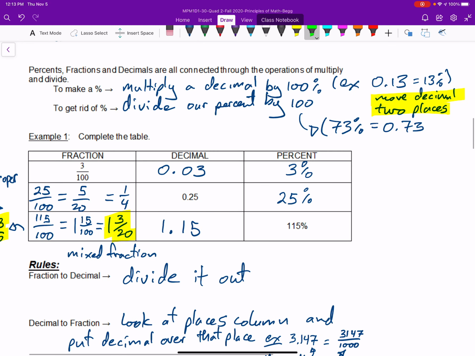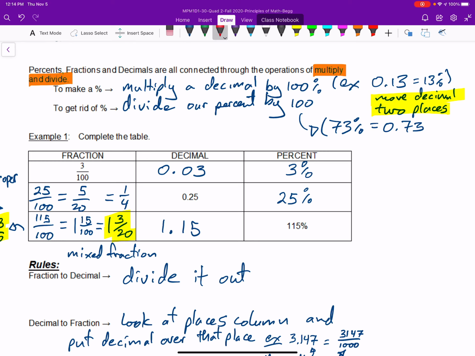Percents, fractions, and decimals are all connected through the operations of multiply and divide. So to change from one type of unit to another type of unit, we need to multiply or divide. So it's not about adding or subtracting. So to make something into a percent, we need to get it to a decimal form first, and then we multiply it by 100. And an easy way to multiply a decimal by 100 is just to move the decimal place 2 places to the right.